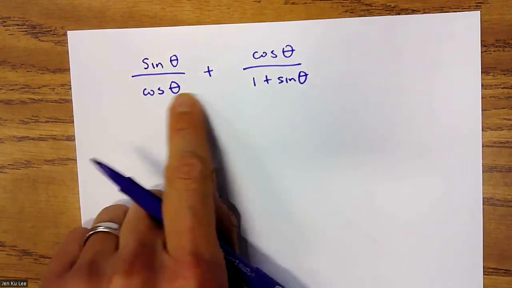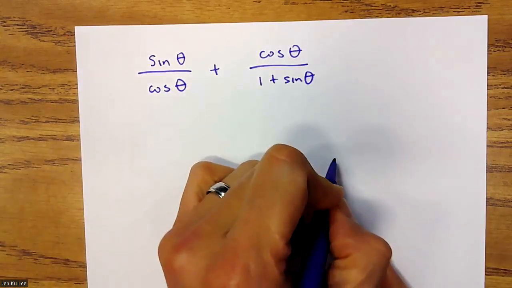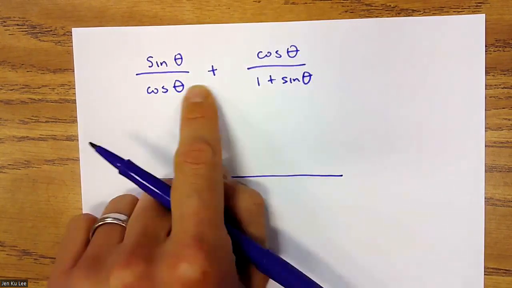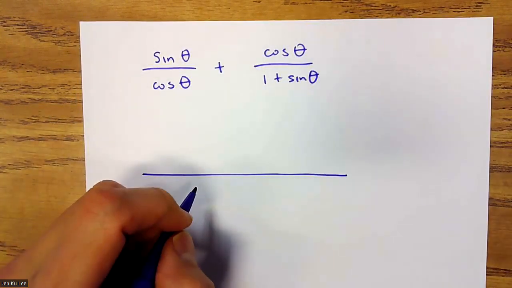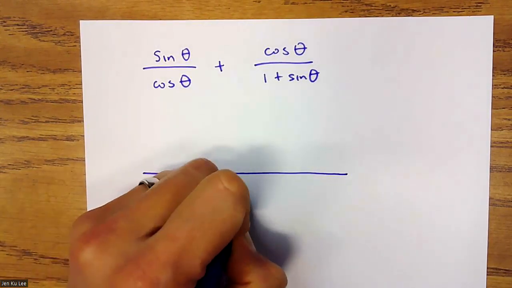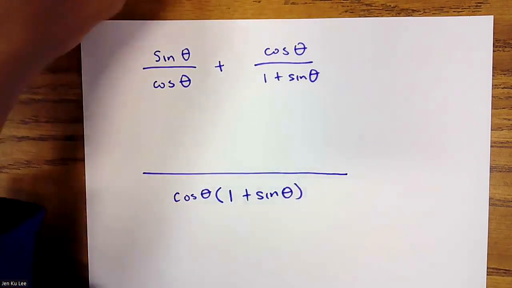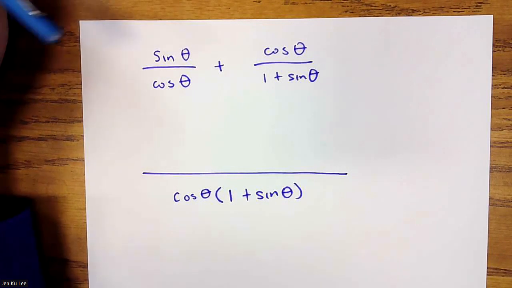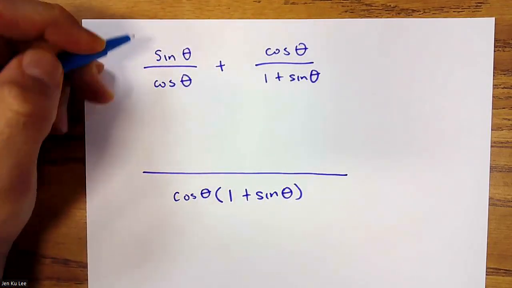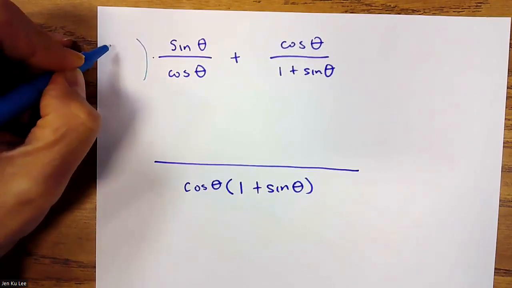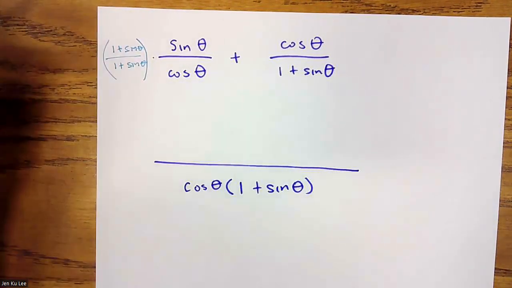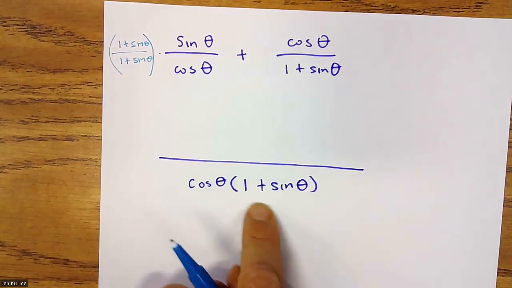And look, we have 2 fractions. So what is the common denominator between these 2 guys? Just the product of those 2 guys. So my common denominator here would be cosine of theta times 1 plus sine of theta. In this first fraction, I would have to multiply this by 1 plus sine over 1 plus sine, in order for me to get this denominator.